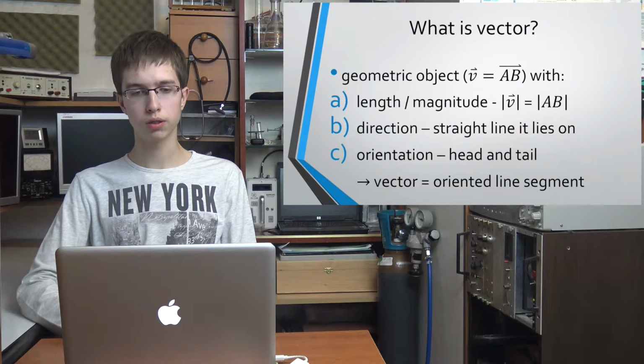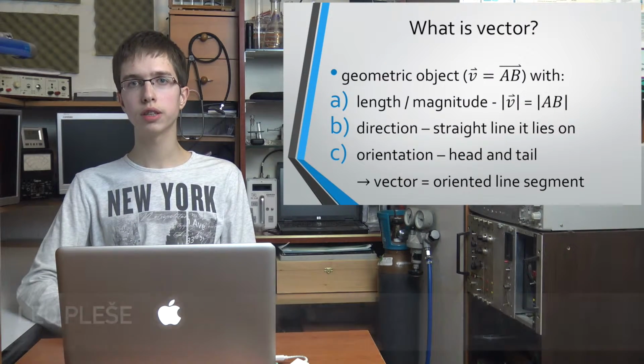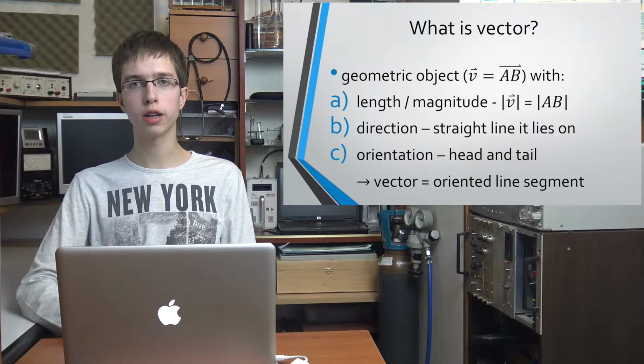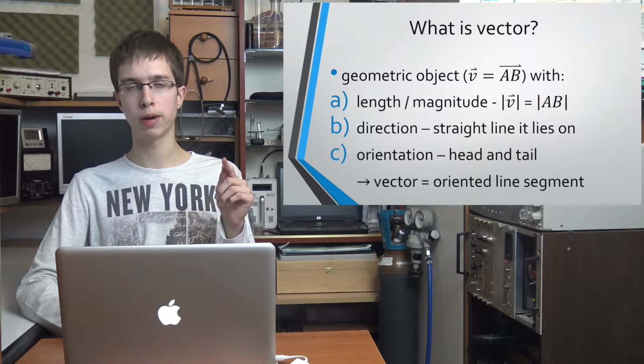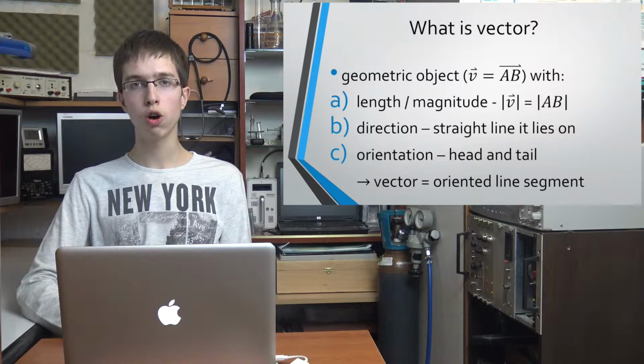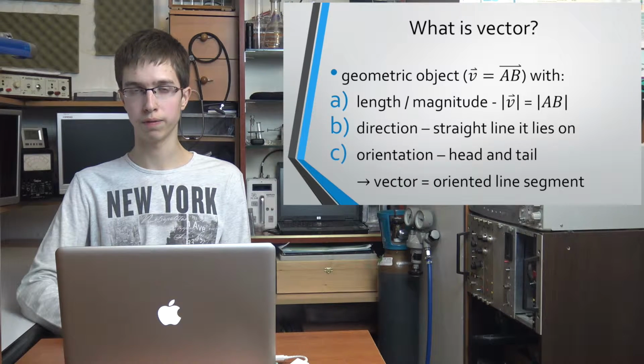Today we're going to talk about coplanar vectors. So first, what is a vector? A vector is a geometric object which has length, direction and orientation. It can be marked with a little letter of the alphabet, for example a little v with an arrow above it, or with two big letters of the alphabet, similar to a line segment, for example AB with an arrow above. Coplanar vectors are those vectors which lie in the same plane.